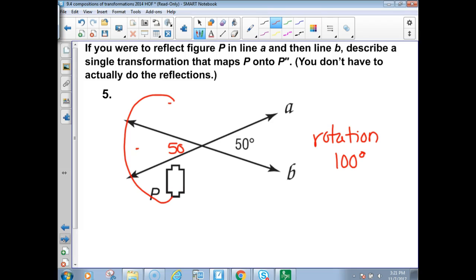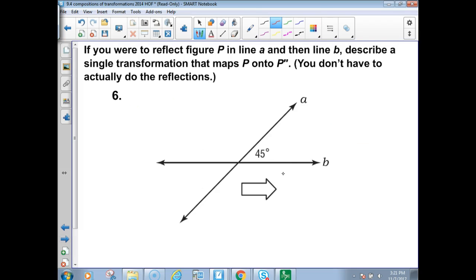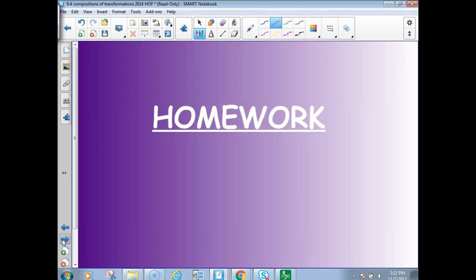Okay, and then 6, if you have these reflecting and you're going to go over A, you're going to reflect it twice. Let's just double this angle. So that's going to be a rotation of 90 degrees. I don't know. It might actually be 270, but I'm not going to worry about that right now.